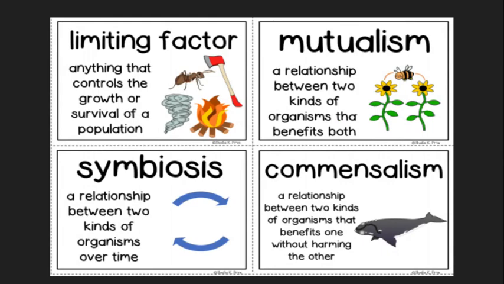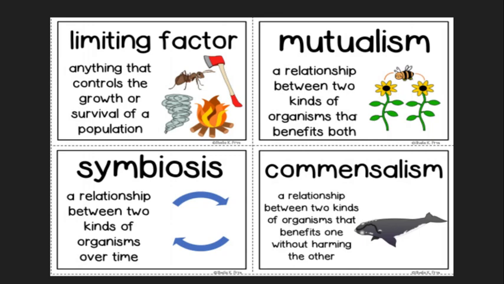Okay. There's also the thing called a limiting factor. That's anything that controls the growth or survival of a population. So if there is, let's say, people building their homes in a habitat, that would be a limiting factor. Let's say that people are trying to build a home and a tornado comes through. That would be a limiting factor.